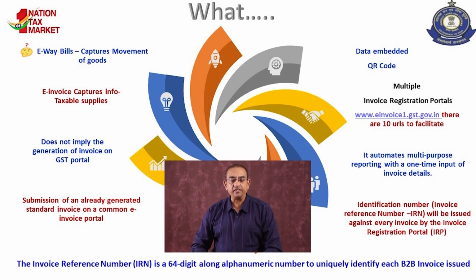Before we begin the session, two very important acronyms will have to be understood. One is IRP, Invoice Registration Portal, where every taxpayer will have to submit the data with reference to tax invoice and obtain IRN, which is Invoice Reference Number, which will validate the taxable supplies under GST, and both buyers as well as suppliers will be able to validate the information with reference to such taxable transactions.